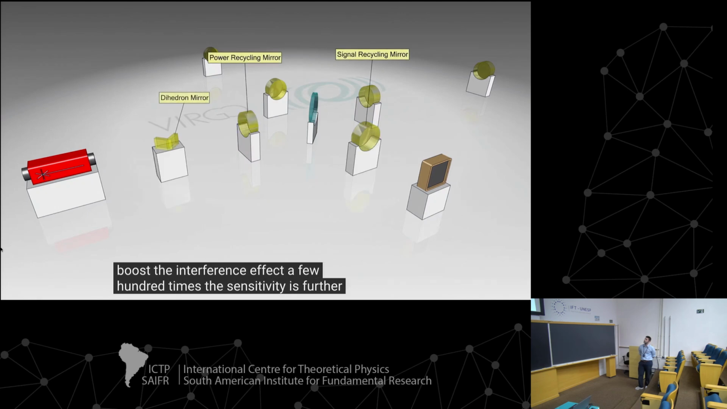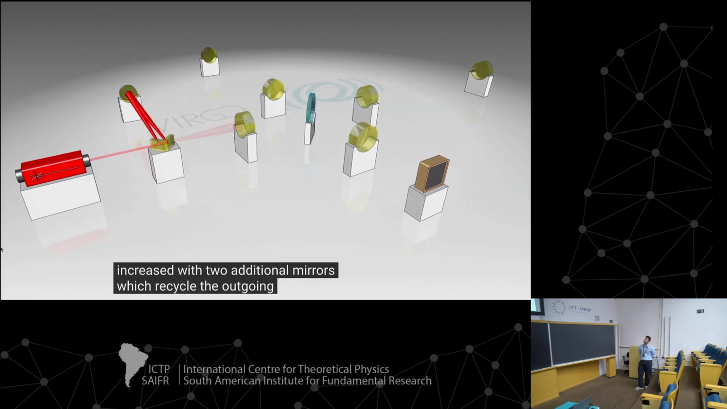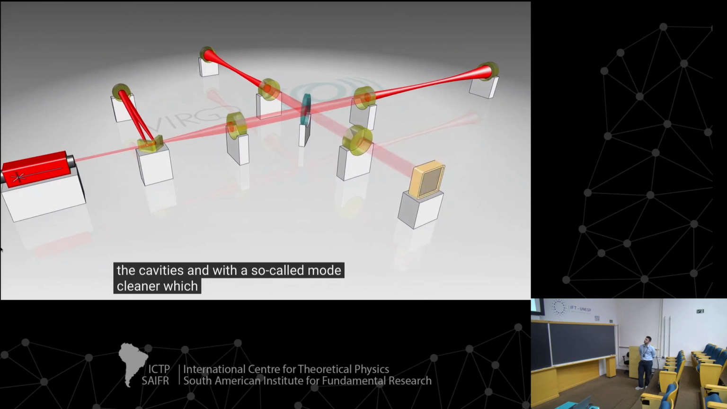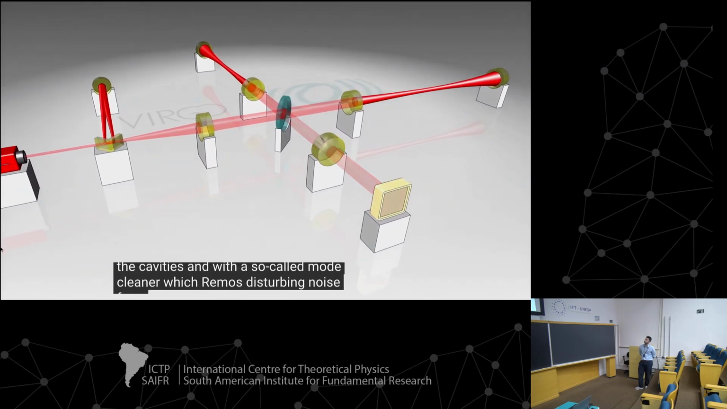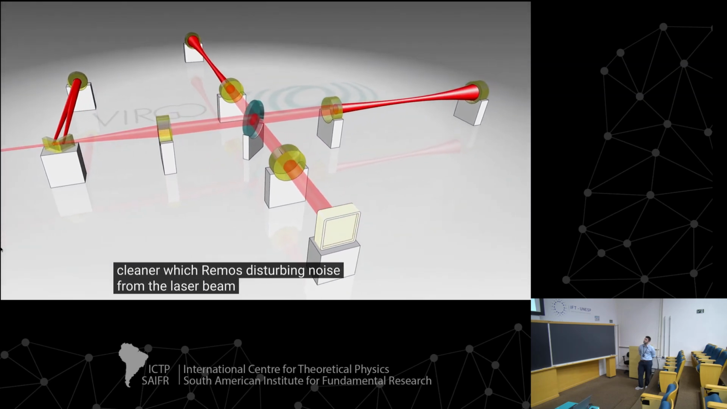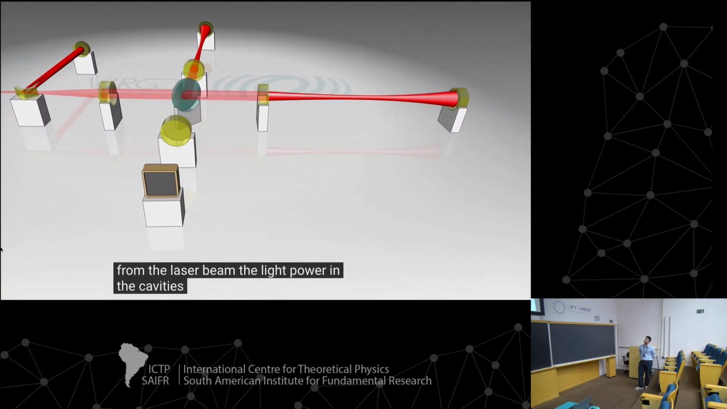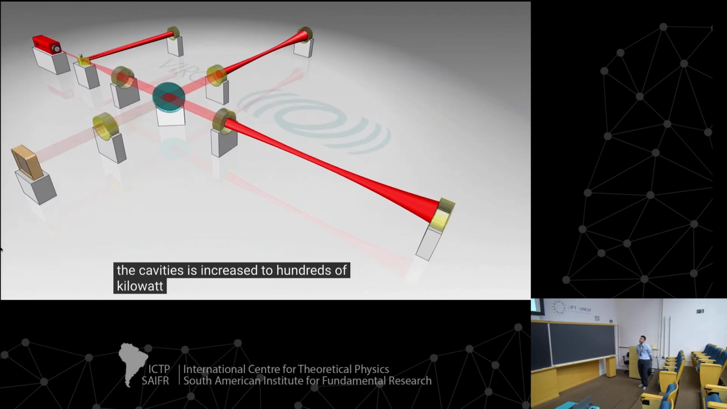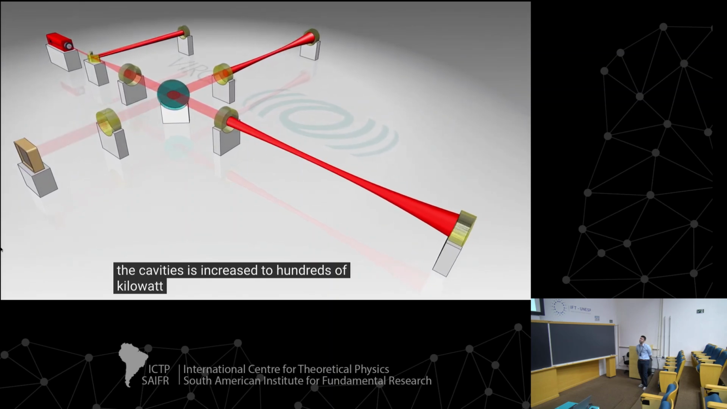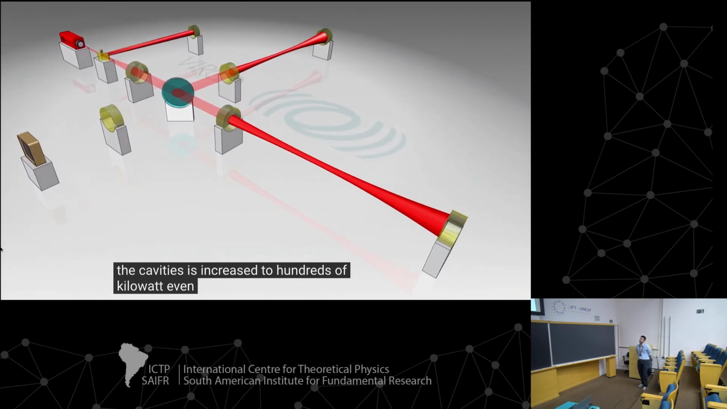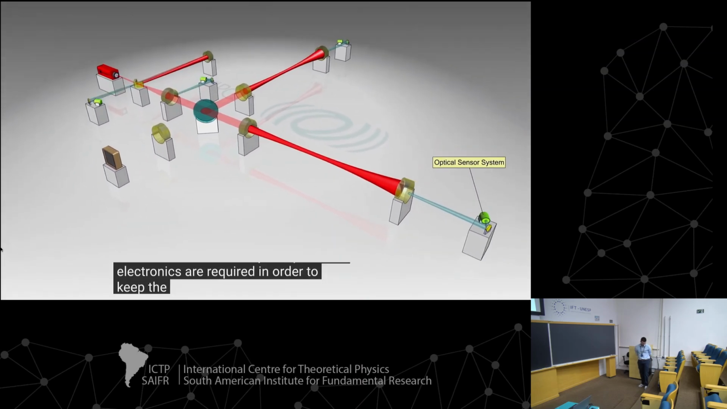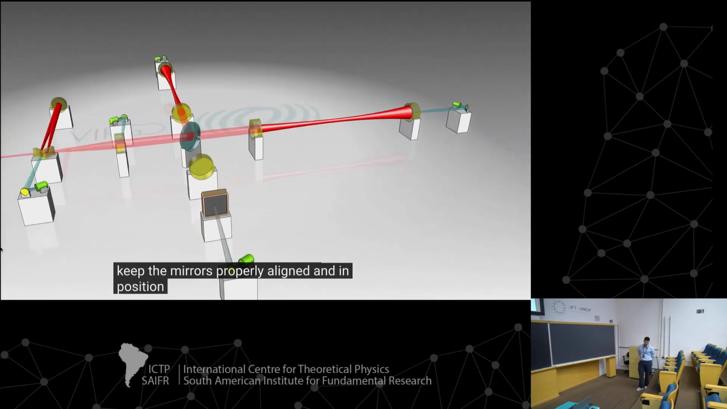The sensitivity is further increased with two additional mirrors, which recycle the outgoing light into the cavities, and with a so-called mode cleaner, which removes disturbing noise from the laser beam. The light power in the cavities is increased to hundreds of kilowatts. Even more complex optics and electronics are required in order to keep the mirrors properly aligned and in position.